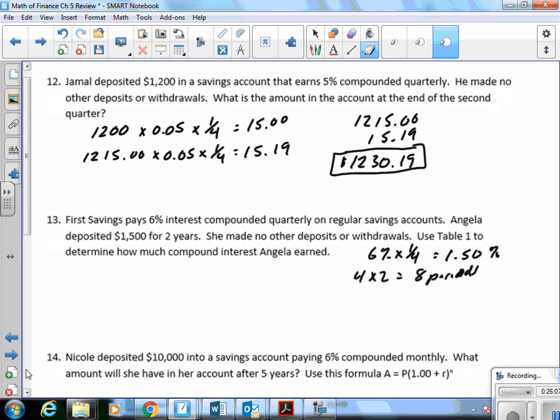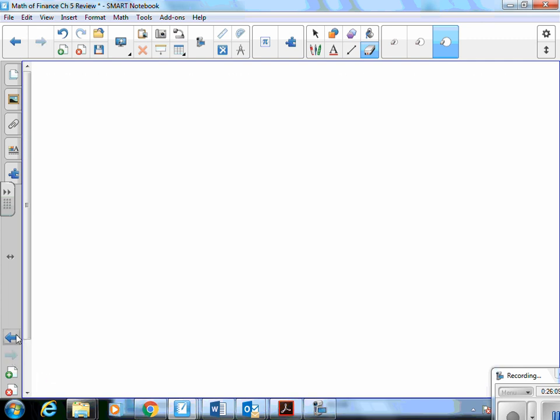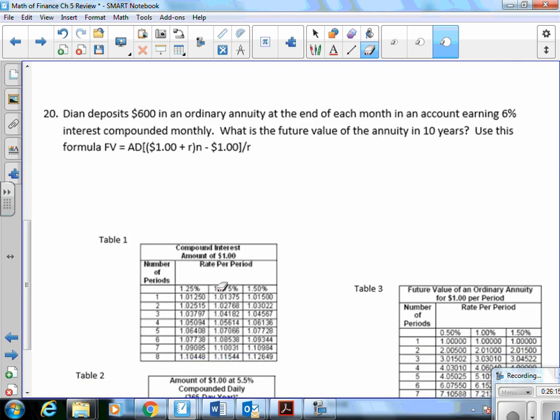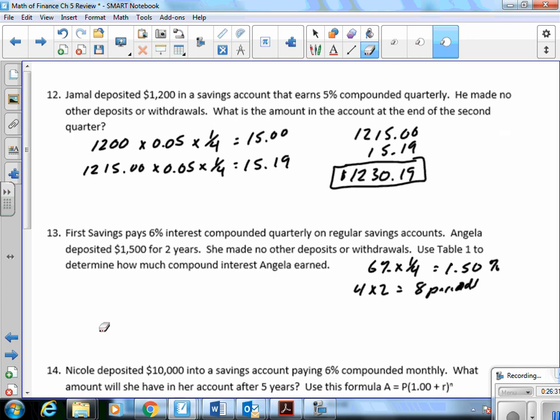So then we come back to the chart. Yep. So table 1, 1.50% down to 8 periods is 1.12649. So that's the value of $1 after we have applied that many interest periods to it.